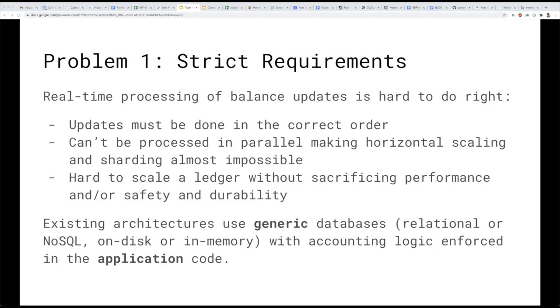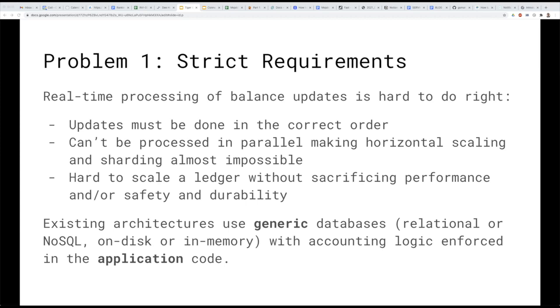So what is the problem space that we're trying to solve for? Well, when you're doing accounting and you want to do it fast, and safe, and durable, you're faced with a classic real-time processing challenge. When the state that you're updating is a balance, order is important. If you have a whole lot of transactions and you process them in different order, you can actually have a non-deterministic outcome. You can't parallelize work against the same balance easily.